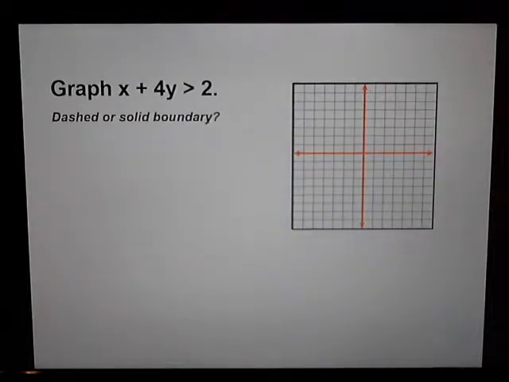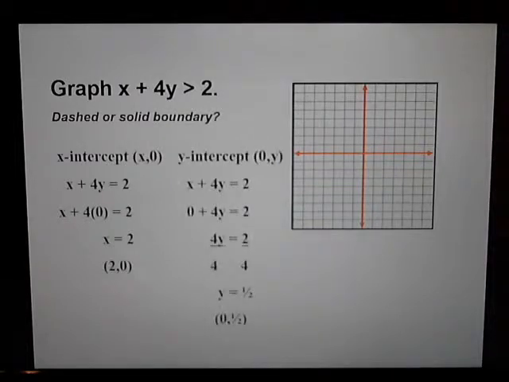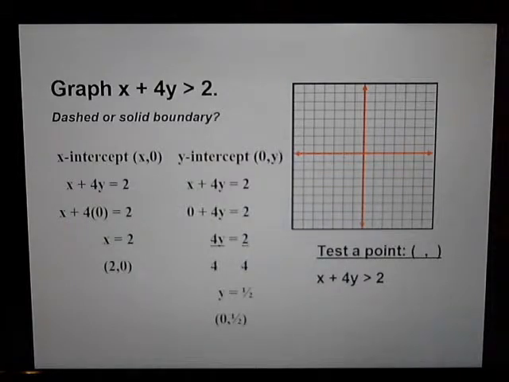So here's an example where we have to test a point because it is not in slope-intercept form. So we use the x and y intercept method. There's our x-intercept, which is 2, 0. Here's our y-intercept, which is 0, 1/2, and we graph those 2 points to get our line. And then we are going to test a point.